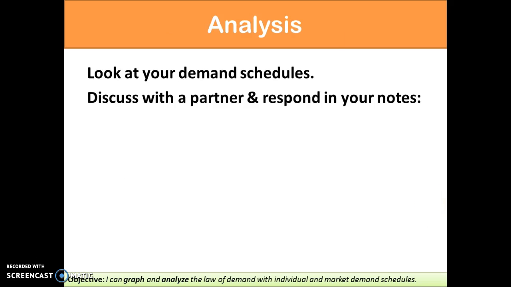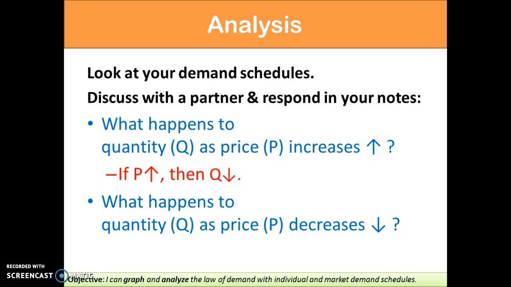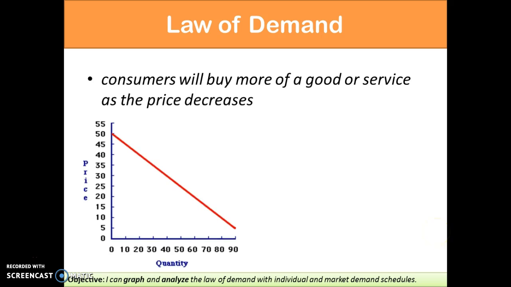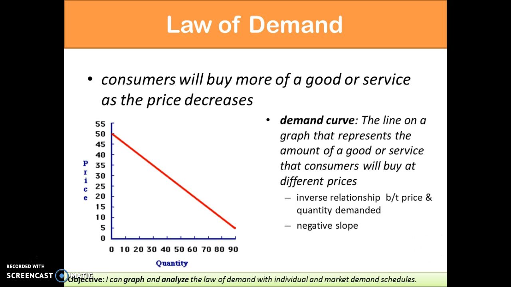And then we can analyze this data, and we can identify that as price goes up, then quantity goes down, and as price goes down, quantity goes up, and this is the same for everybody, whether individually or in the market. So we define that as the law of demand, and it says that consumers will buy more of a good or service as the price decreases, and that's how we illustrate the law of demand. It's always a negative slope. The demand curve is always a negative slope, and there's an inverse relationship between price and quantity demanded. So price will always be on the y-axis, quantity is always on the x-axis.